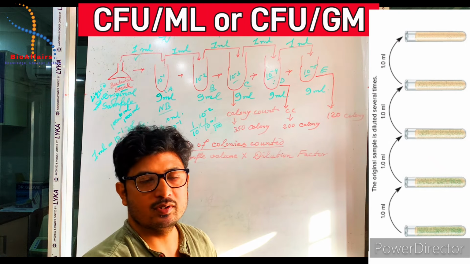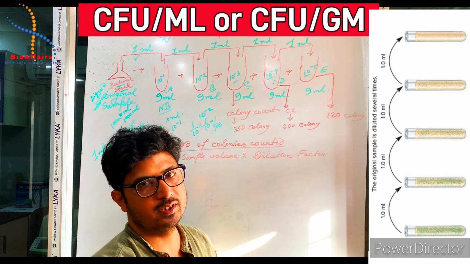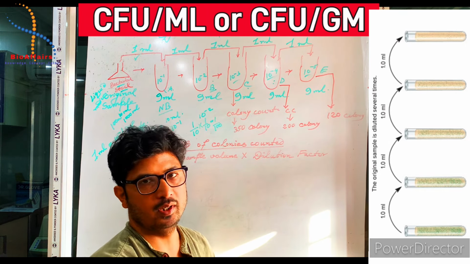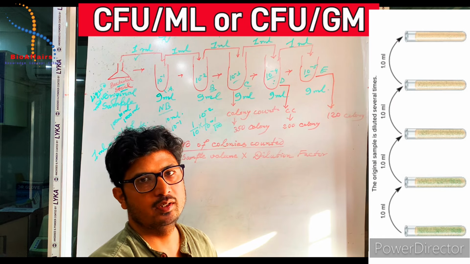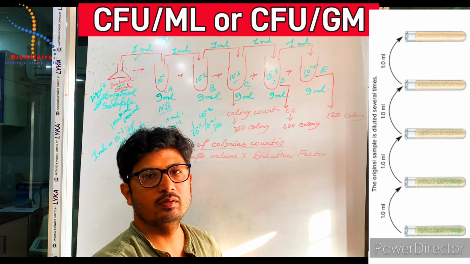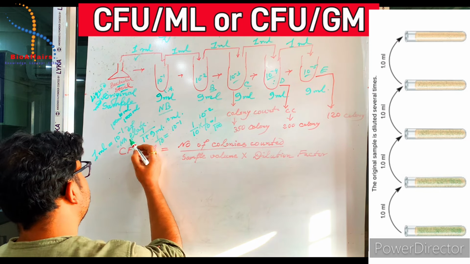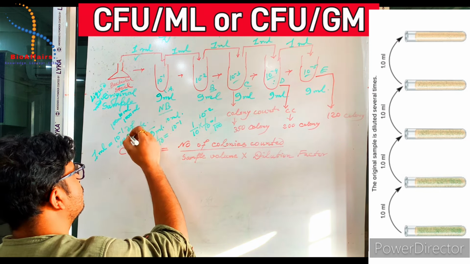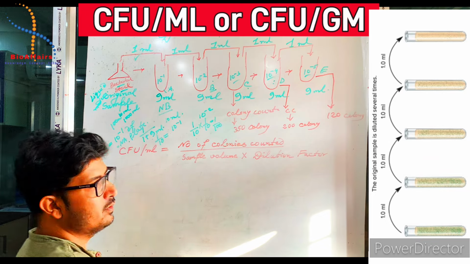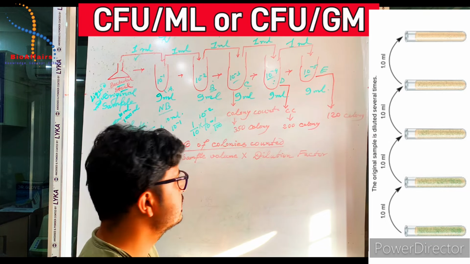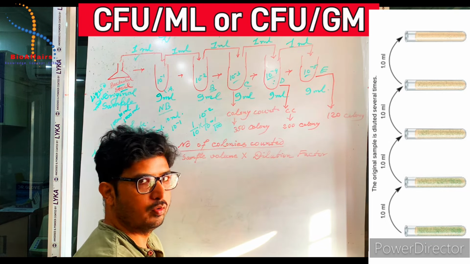Now during this process you can use either spread plate or pour plate. That depends on your experiment. It has nothing to do with your process. Okay. So when you plate the 10 to the minus 1 dilution in a nutrient agar plate, keep it for overnight, 16 to 18 hours of incubation, and the next day you will observe the colonies.